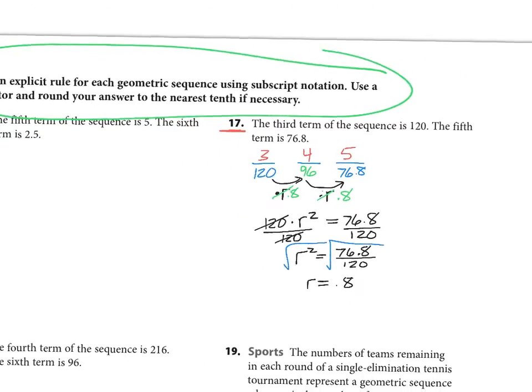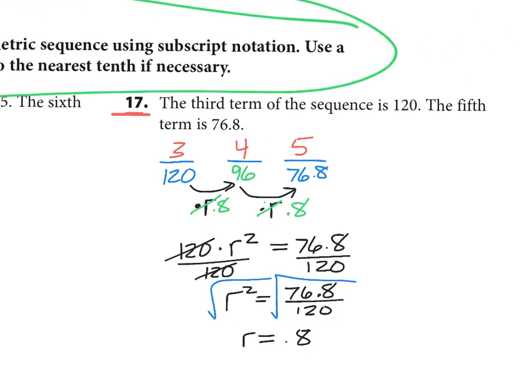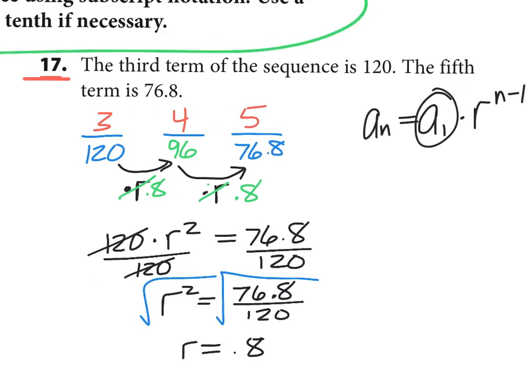Now, what is it we're wanting? We're wanting an explicit rule, okay? An explicit rule. So our explicit rule in subscript notation: a sub n equals a1 times r to the n minus 1, where this is our first term. Now, we don't have our first term, so we got to go back over here and find our first term.